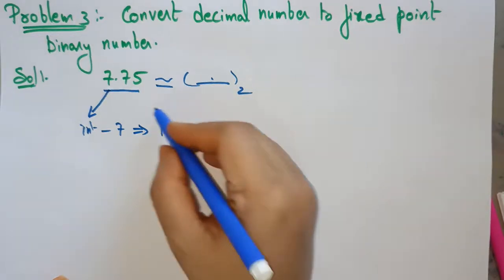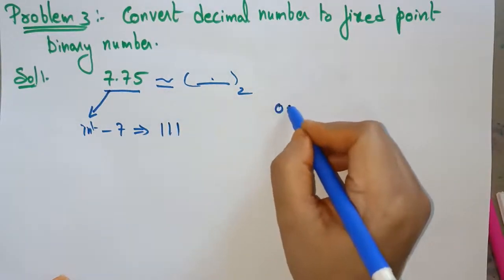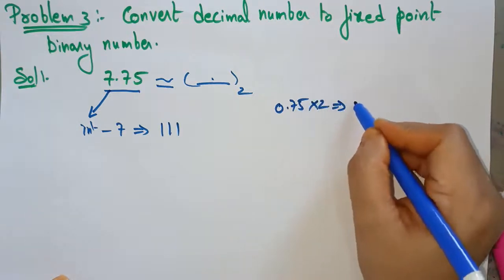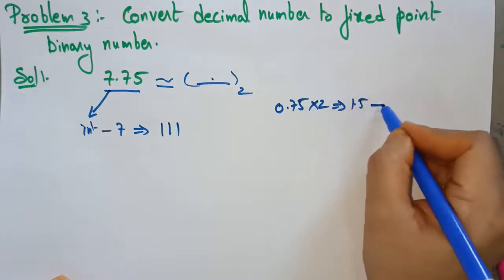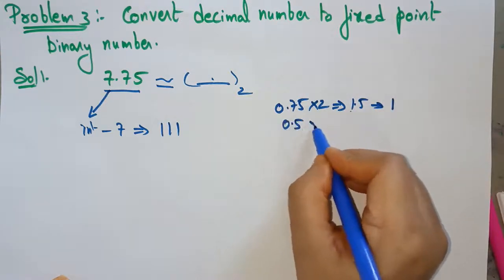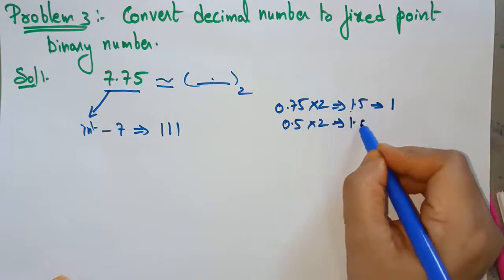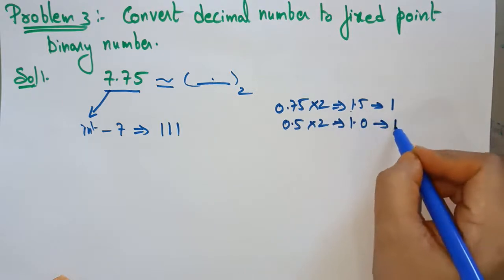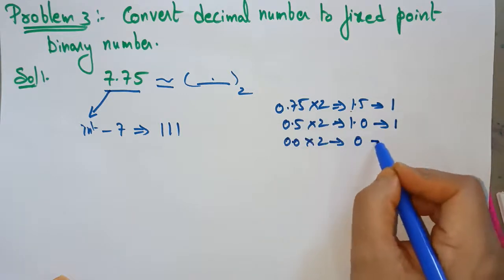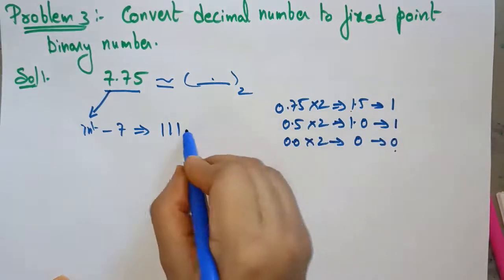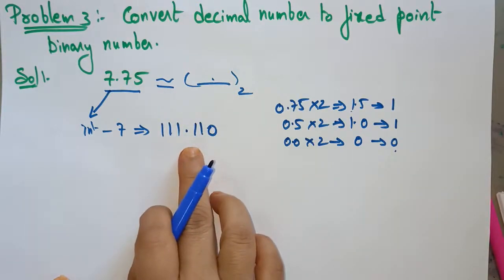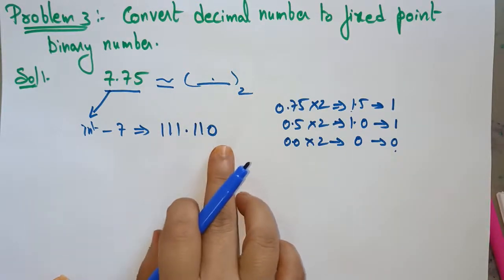And what about the fraction part? The fraction part is 0.75. So if you do 0.75 times 2, you are getting 1.5. You need to take only the integer part, and the fraction part again you need to multiply. Then you will get 1.0. You need to take only the integer part, and the fraction part again you need to multiply with the 2. You will get 0. Okay. So anyhow, you are getting 110. So 0.75 binary conversion is 110.